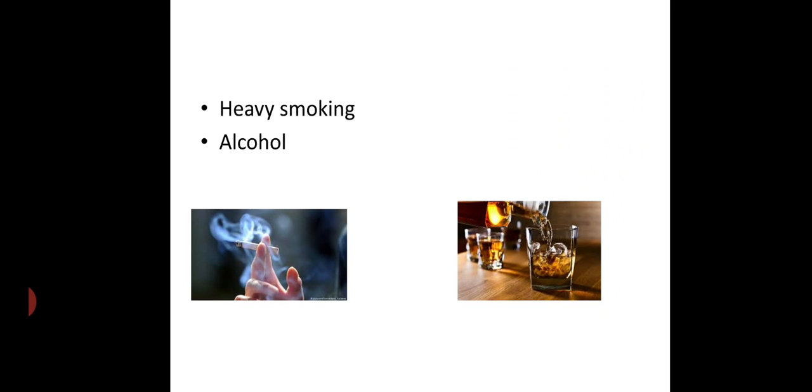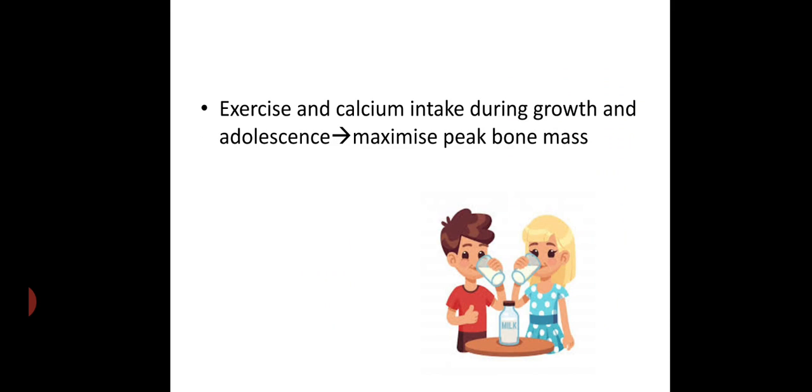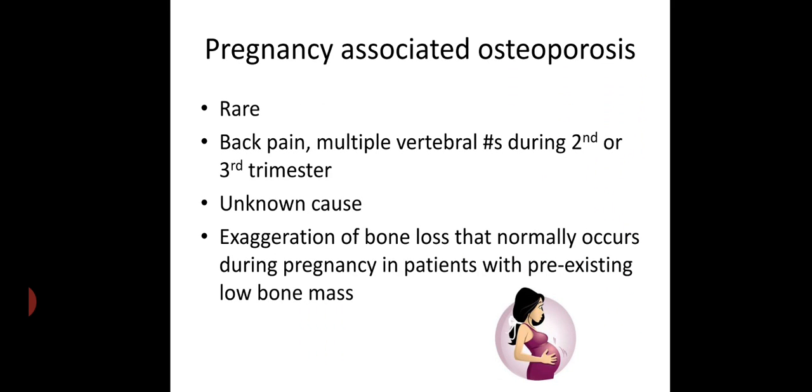Heavy smoking, alcohol. Exercise and calcium intake during growth and adolescence can maximize peak bone mass and thus decrease the risk of osteoporosis. Then pregnancy associated osteoporosis. It is rare and presents as back pain, multiple vertebral fractures during the second or third trimester. Cause is unknown, and here there is exaggeration of the bone loss that normally occurs during pregnancy in patients with pre-existing low bone mass.